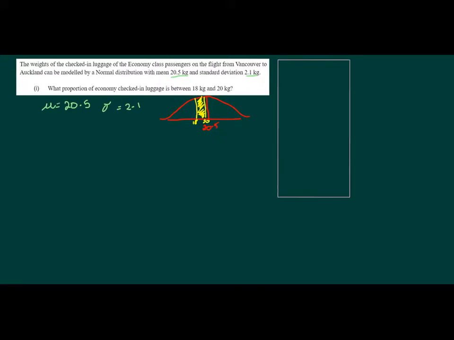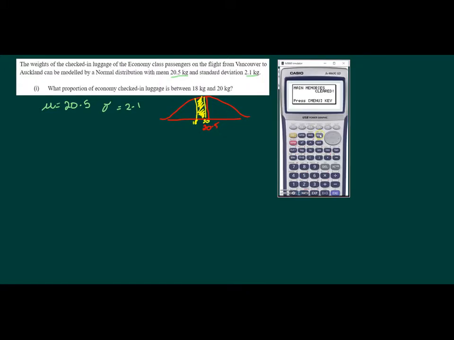As you can see, I've got the calculator up and running. First of all, you go to your main screen by pressing the menu key, and then you go to the stat screen. We go into distributions by pressing F5, normal distribution, and we use the NCD button because we're looking for a range of values between 18 and 20. From here, we type in 18 for the lower, and then for the upper, we type in 20, press execute.